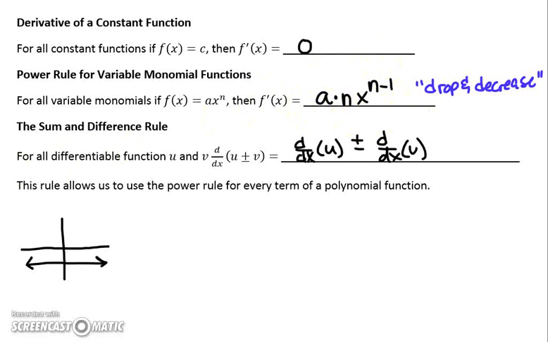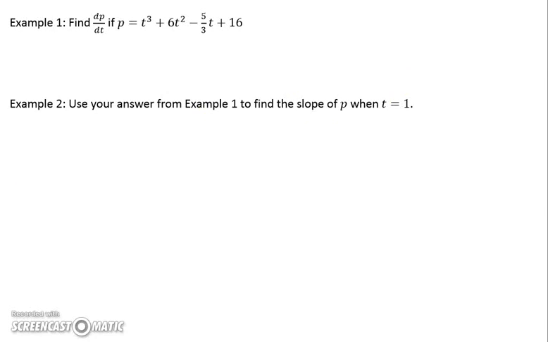So what that's going to look like, it looks a lot more complicated than it actually is. What it's going to look like is something like this. So find dp dt, so this just means the derivative of p with respect to t, t being our variable. So instead of having an x like we did a second ago with dx, we have dt because t is our variable. So find dp dt if p equals t cubed plus 6t squared minus 5/3 t plus 16. So we can say dp dt is going to be equal to.